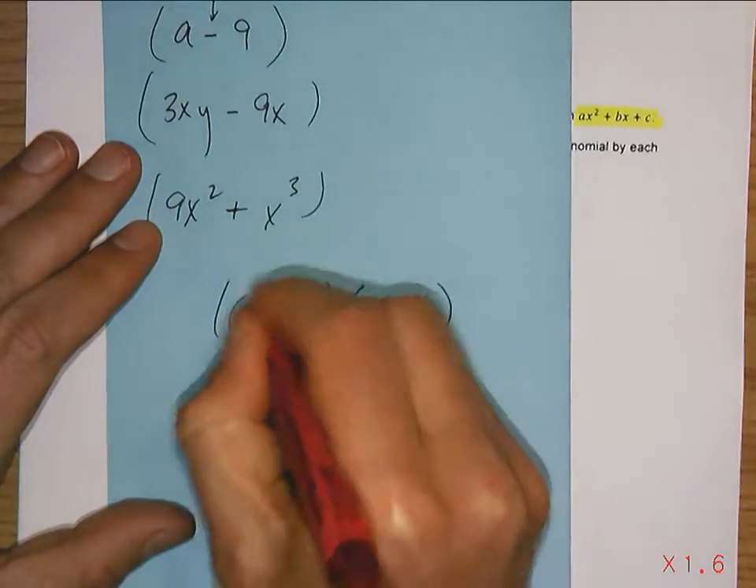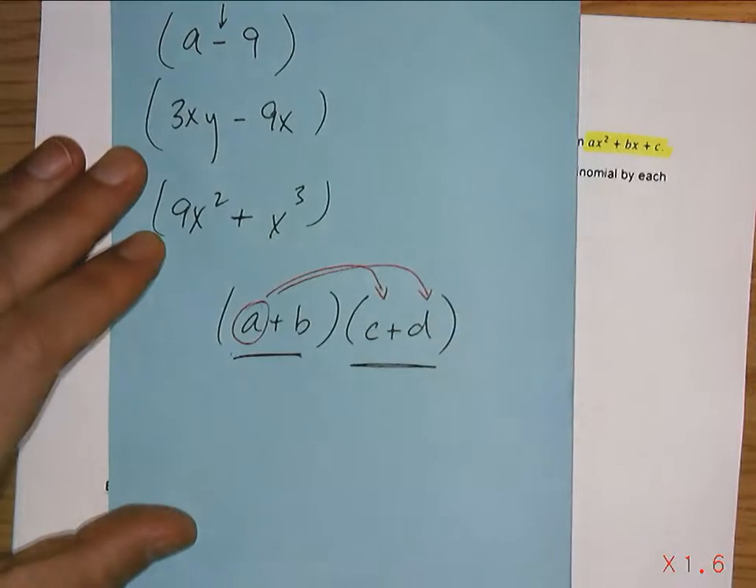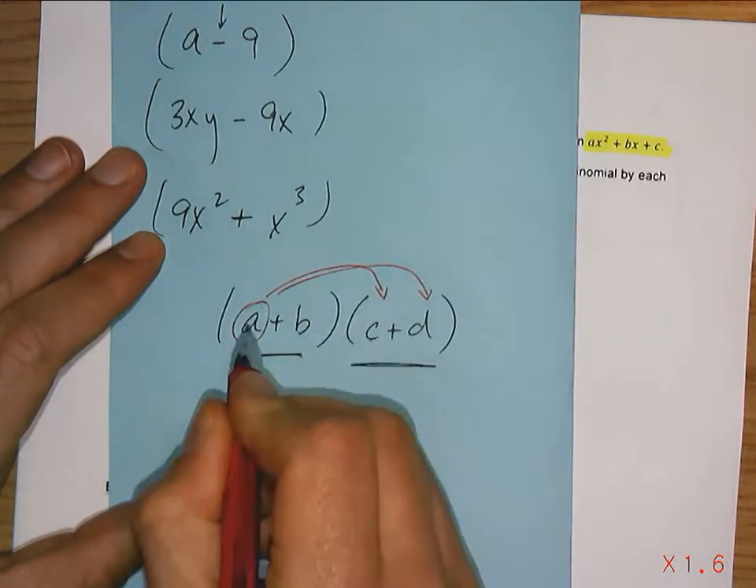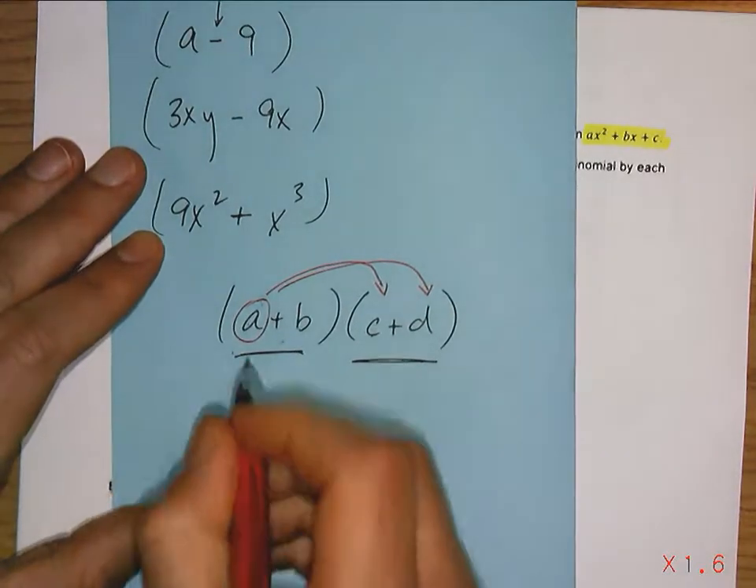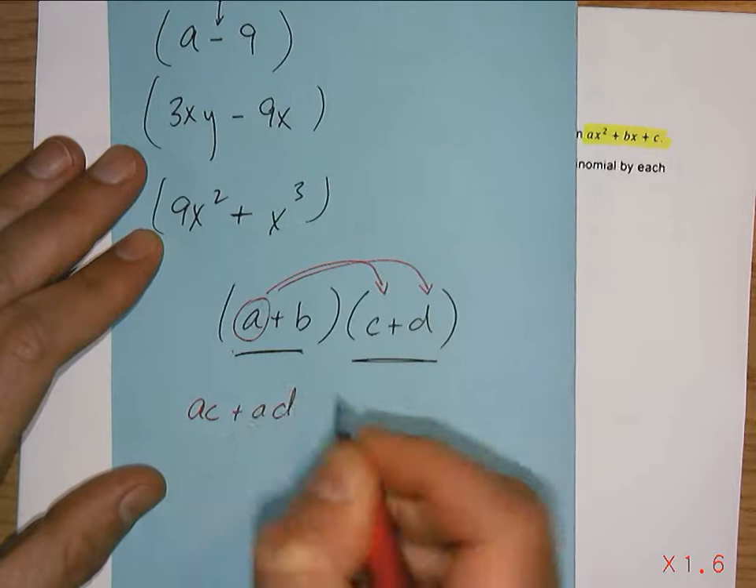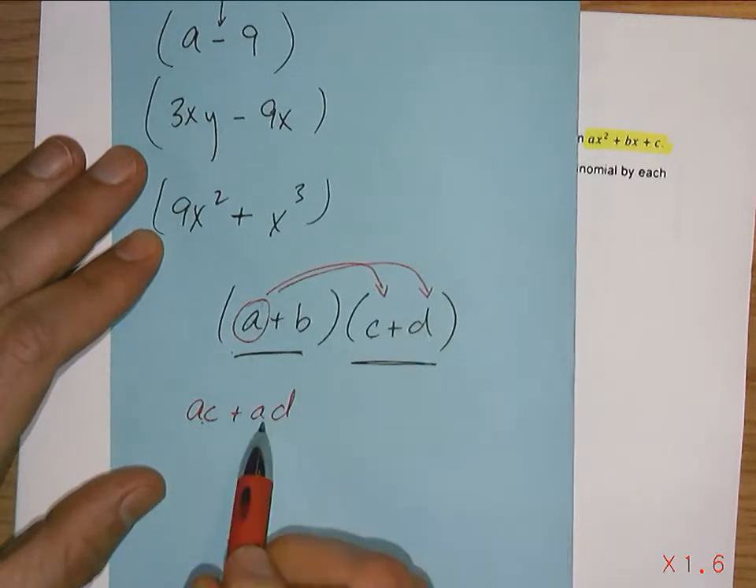You take the first term of the first bracket and you multiply it by both terms in the second bracket. So this a gets multiplied by the c, and this a gets multiplied by the d. Now, I don't want to confuse anyone, but what that would look like is a times c plus a times d. So a times c is ac. A times d is ad.